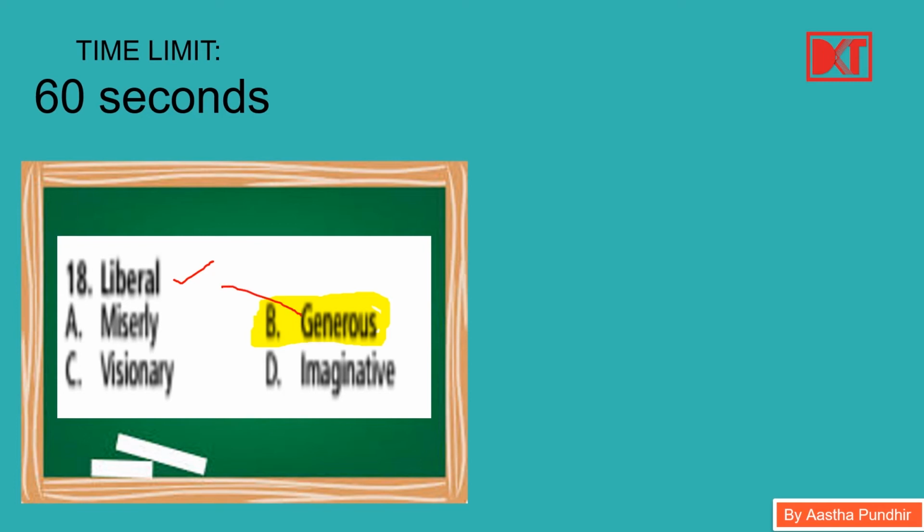The other words are miserly, visionary, and imaginative. Visionary means someone who thinks long term about the future, having a lot of visions for the future. Miserly can be said to be the opposite of generous, which means someone who acts in a cheap manner. Then imaginative is one who imagines a lot, thinks creatively, out of the box. All right.